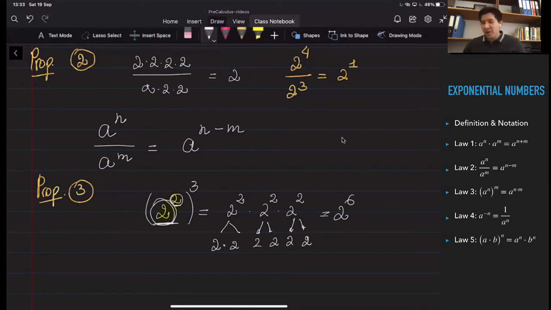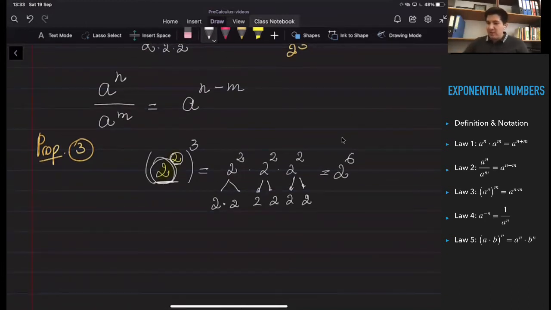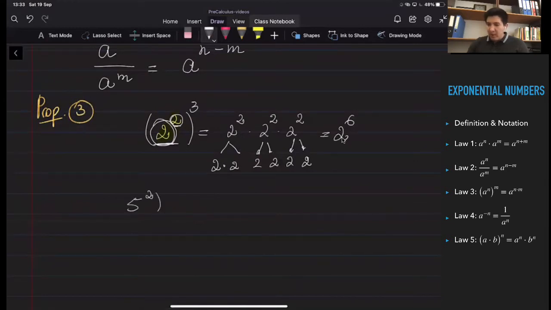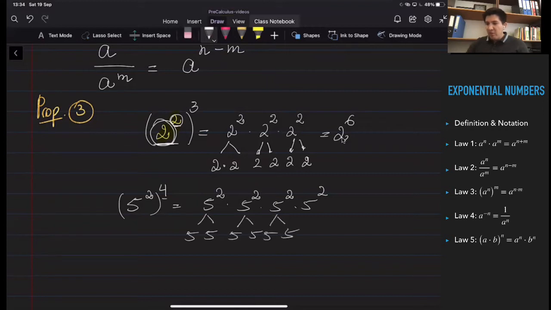Let me explain this with other numbers, because maybe 2 to the power of 2 is a little bit confusing. Let's start with 5 to the power of 2, all to the power of 4. What does it mean conceptually? It means that I need to multiply 5 to the power of 2 by itself 4 times because of this 4. But at the same time, 5 to the power of 2 means that I need to multiply 5 by itself 2 times. For every one of these 4 cases, we are going to have 2 more cases of the 5s, which leads us to another formula: 5 to the power of 2 times 4.